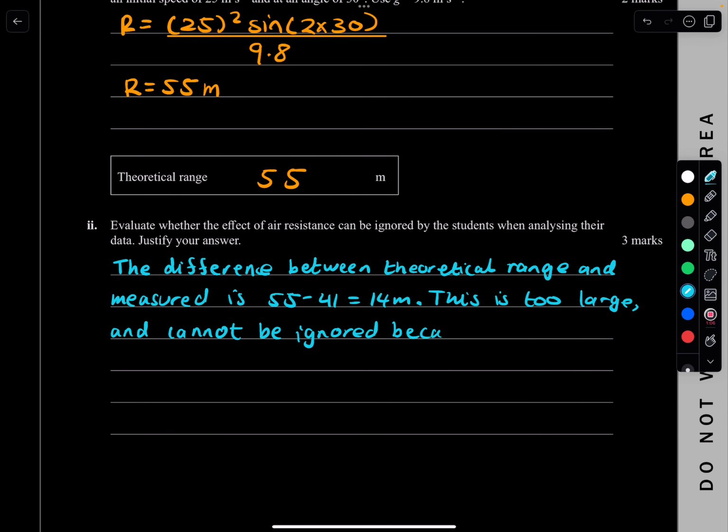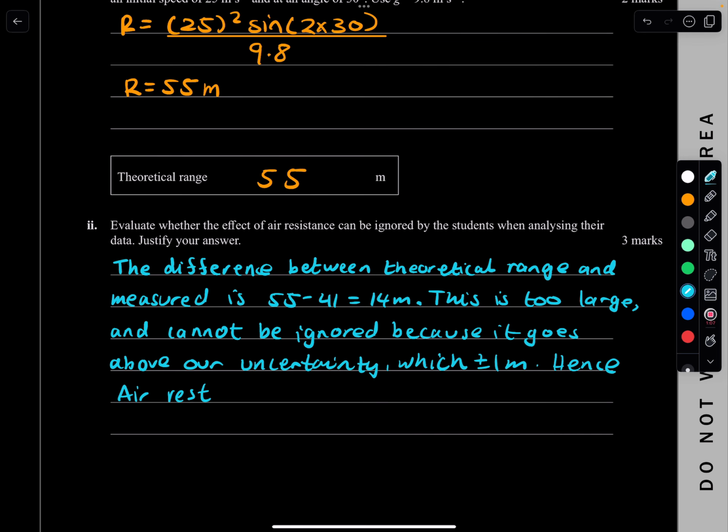because it goes above our uncertainty. Which is basically, was it? It was plus or negative 1 meter. It goes above that, and so hence air resistance cannot be ignored.